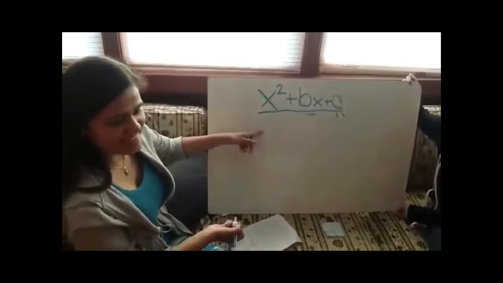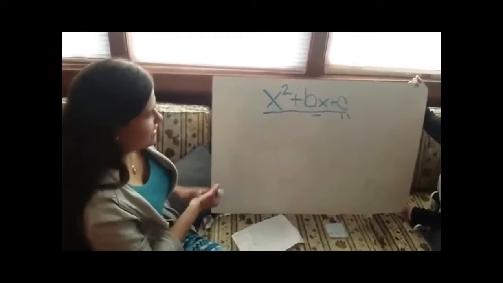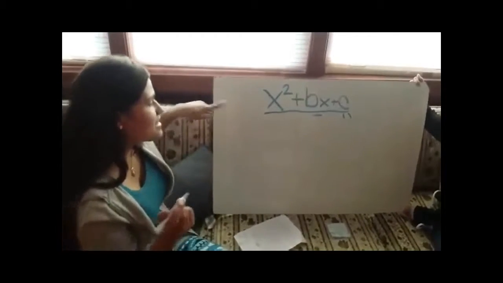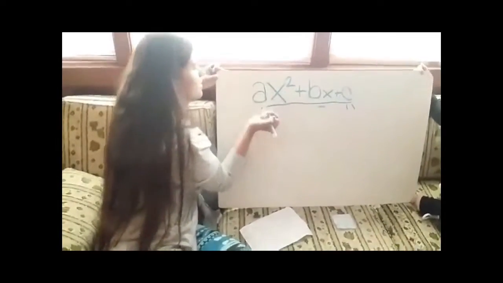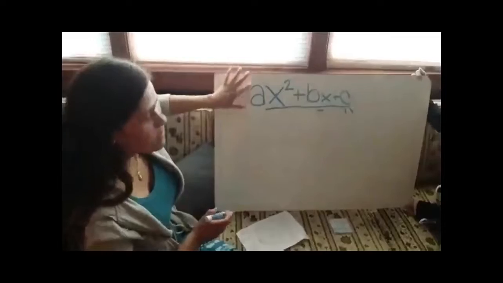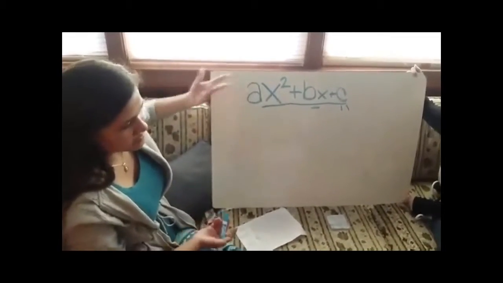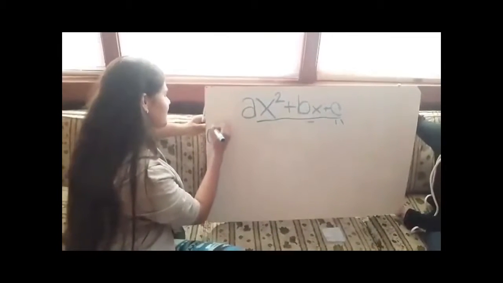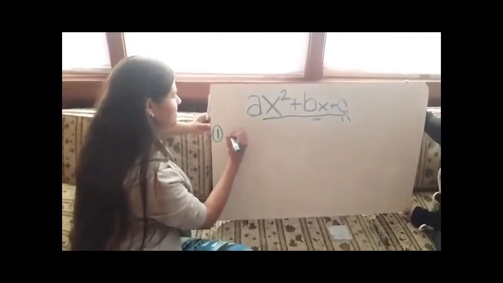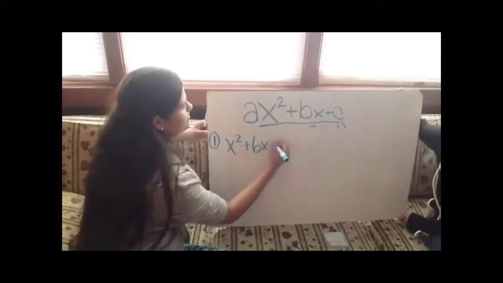Do you understand? Yes, but where is the A supposed to go? Alright, so sometimes you have a number in front of the x squared, so that would be your A. But if you don't have a number in front of the x squared, then the A is just a 1. So the first example would be something like x squared plus 6x plus 8.